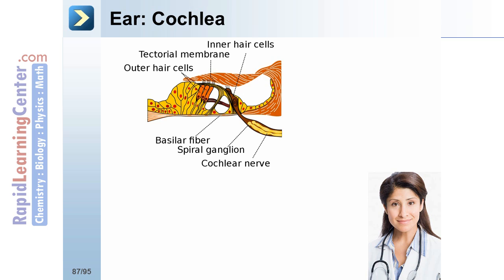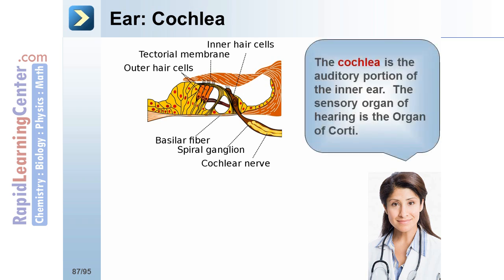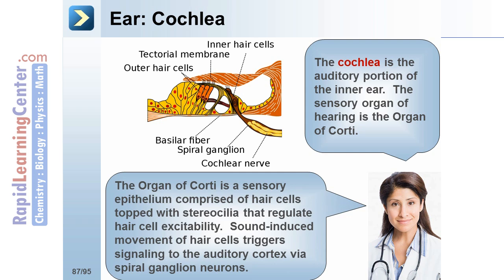Finally, let's take a look at the structure of the ear. The cochlea is the auditory portion of the inner ear. The sensory organ of hearing is the organ of Corti. The organ of Corti is a sensory epithelium comprised of hair cells topped with stereocilia that regulate hair cell excitability. Sound-induced movement of hair cells triggers signaling to the auditory cortex via spiral ganglion neurons.